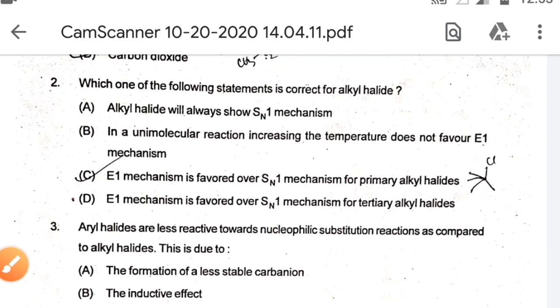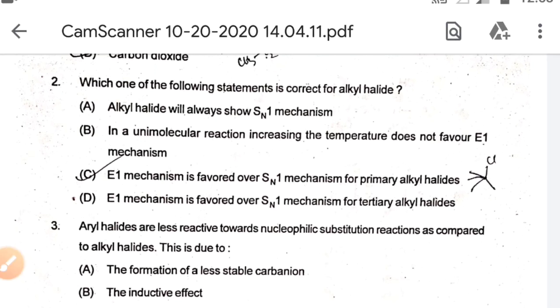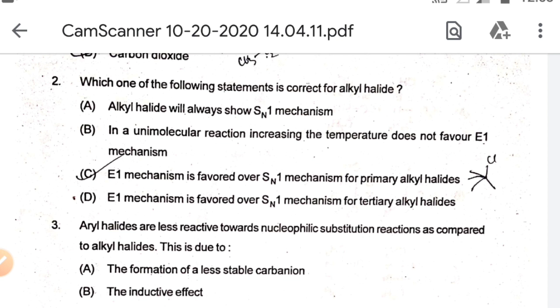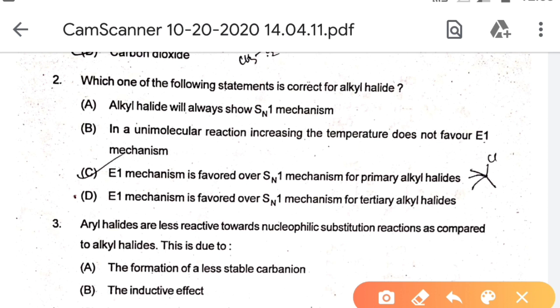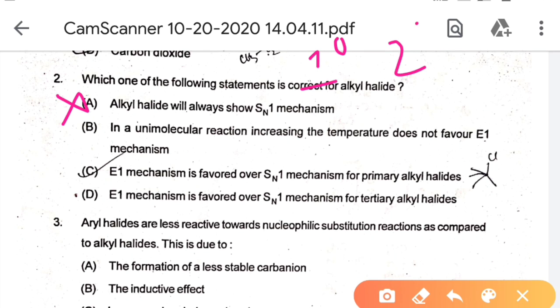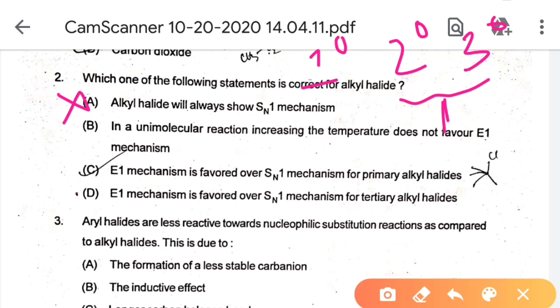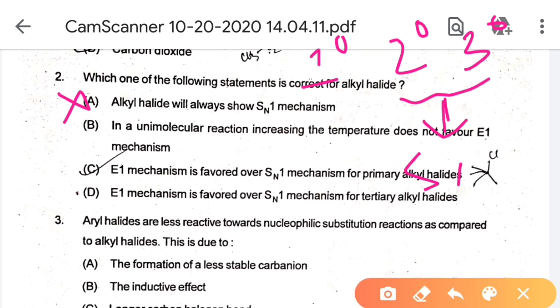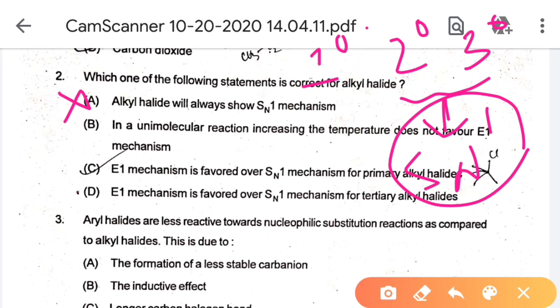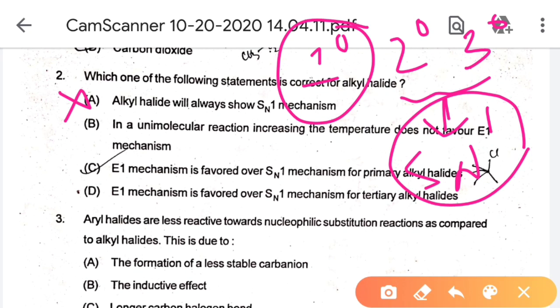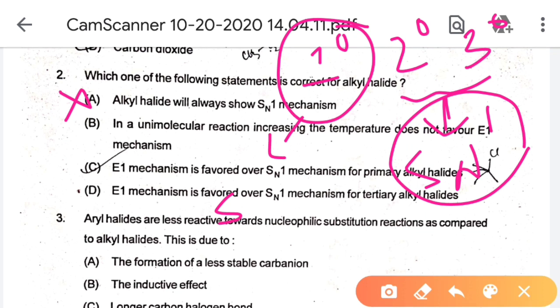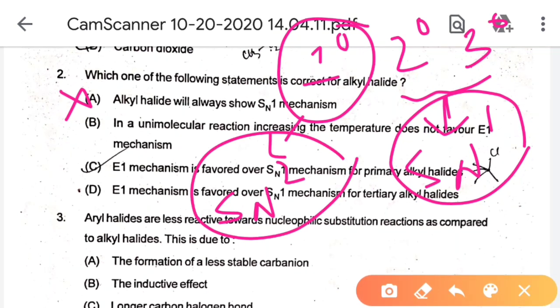Switch over to our next question, that is which one of the following statements is correct for alkyl halide? The options are: A, alkyl halide will always show SN1 mechanism. This statement is wrong because 1 degree, 2 degree and 3 degree alkyl halide, basically 2 and 3 degree alkyl halides show SN1 mechanism. But in case of 1 degree alkyl halide, they rather prefer SN2 mechanism over SN1 mechanism. So the first statement is incorrect.